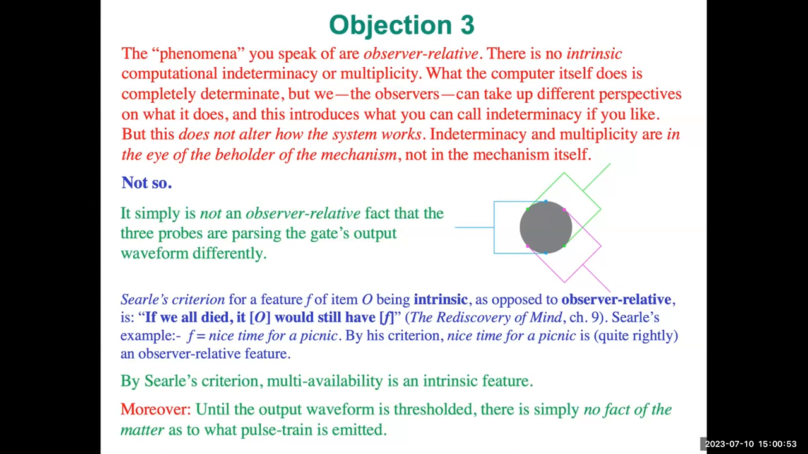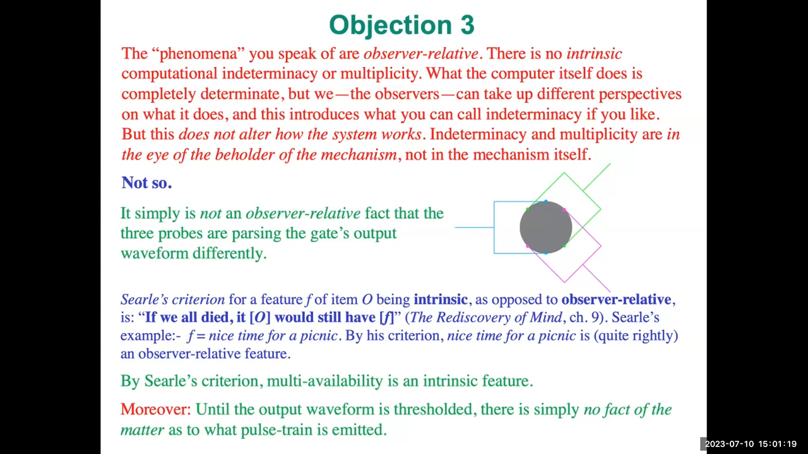And then, of course, you can have another probe sitting alongside the first one, which uses a different threshold, maybe a lower threshold. So it catches more peaks above threshold. So you get a higher frequency. And so the second probe produces a higher frequency note. So that's kind of like the multi-realizability case, but it's generalized from computation.